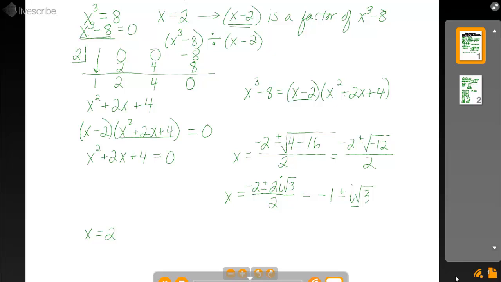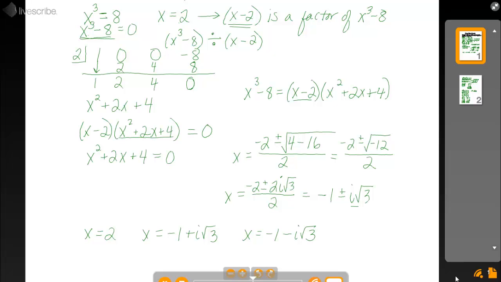kind of by inspection we realized that, x equals negative 1 plus i root 3, and x equals negative 1 minus i root 3. Those are our three solutions to x cubed equals 8. We found one, used division to find our other quadratic, and then had to solve that quadratic.